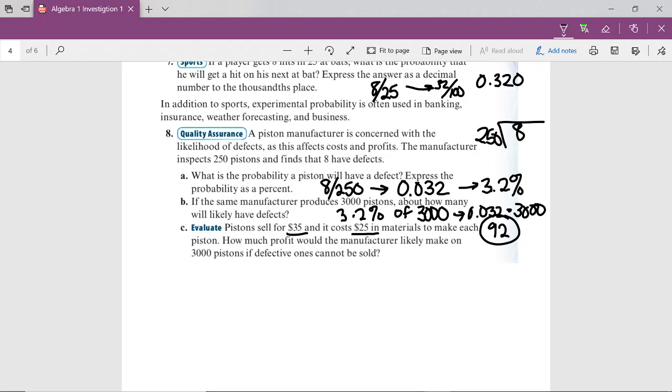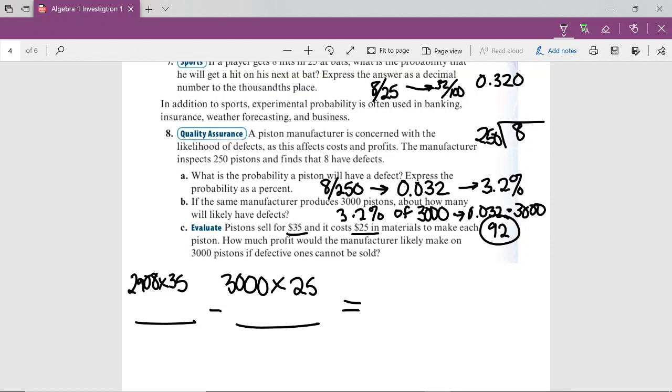What I need to do is figure out how much it costs to manufacture all 3,000 pistons, because we have to manufacture all of them. We have to make them to figure out if they have a defect. So those 3,000 pistons cost $25 each to make. But I can only sell 2,908 of them at $35. So we're going to get this number, and that's where we would find the difference between them. Work that out for yourself here. Take a second to do that, and then come back and see if you get this final result.